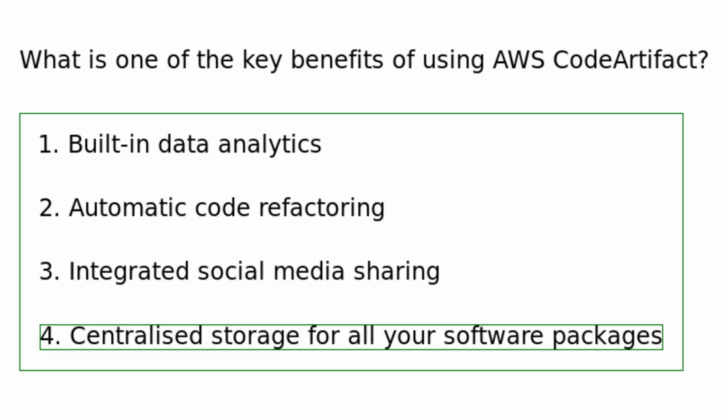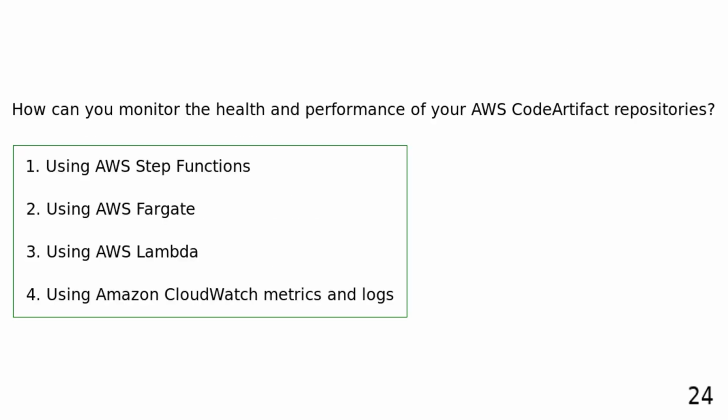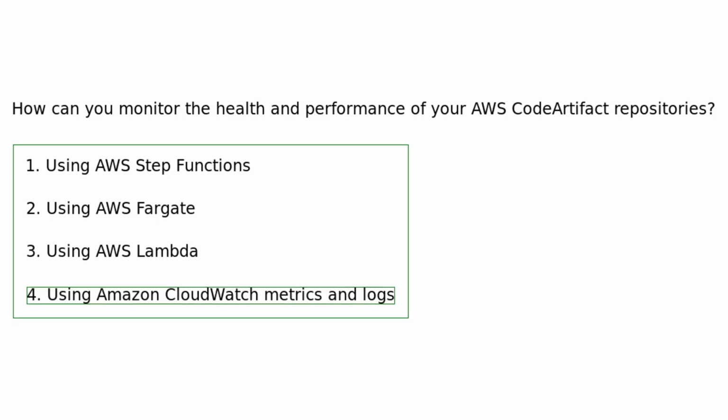packages across teams. How can you monitor the health and performance of your AWS CodeArtifact repositories? Using AWS Step Functions. Using AWS Fargate. Using AWS Lambda. Using Amazon CloudWatch metrics and logs. You can monitor the health and performance of your AWS CodeArtifact repositories using Amazon CloudWatch metrics and logs.